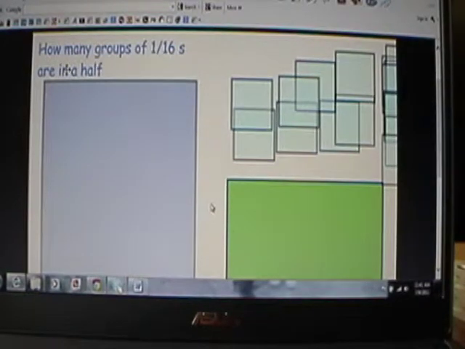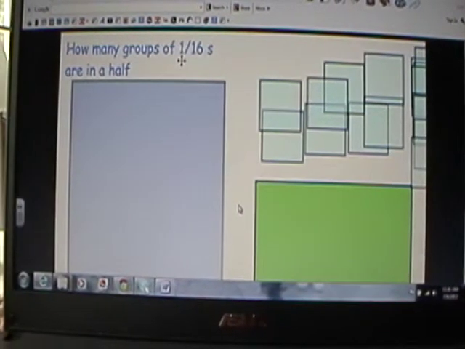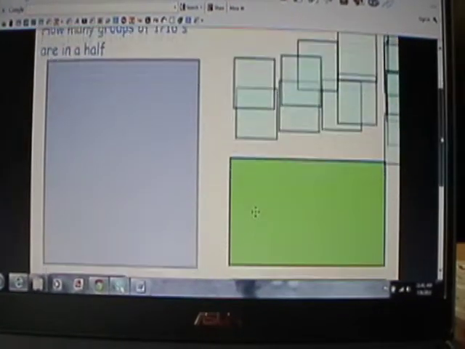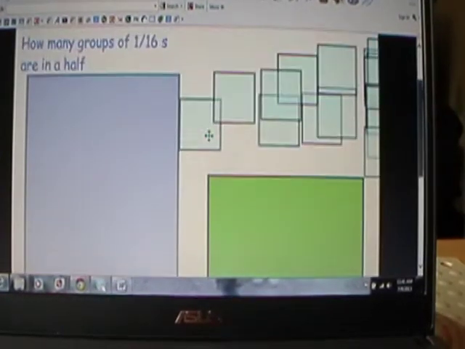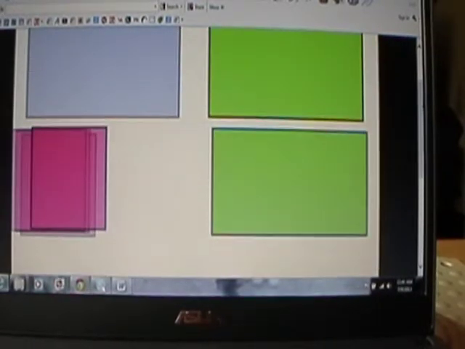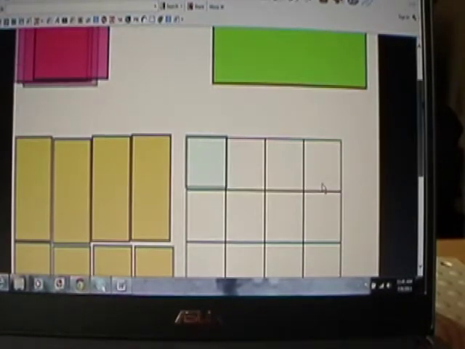The question we're trying to answer here is how many groups of 1/16 are in a half? So we're going to use this to represent 1, which means that this green piece would be a half. And we're going to use these to represent the 16ths. Now, if you don't understand why that's a 16th, let me pull one down here and show you why. If this represents 1, you need 16 of those to make up the whole.